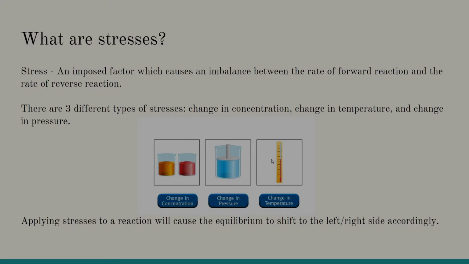Now, of course, not all systems or reactions are always at a state of equilibrium, and this is due to stresses. A stress is an imposed factor which causes an imbalance between the rate of forward reaction and the rate of reverse reaction. There are three different types of these stresses, which are the change in concentration, the change in temperature, and the change in pressure. Applying these stresses to a reaction will cause the equilibrium to shift to the left or right side accordingly.